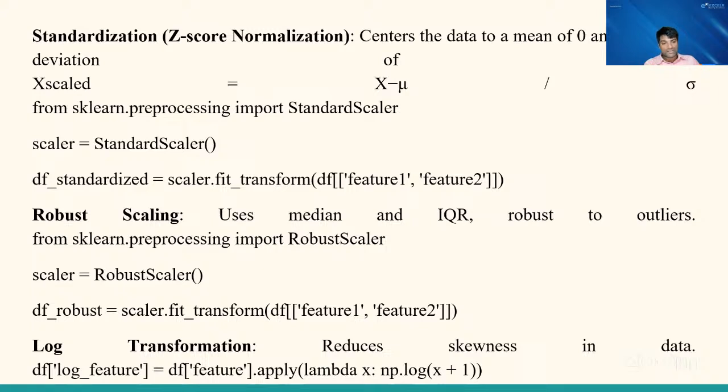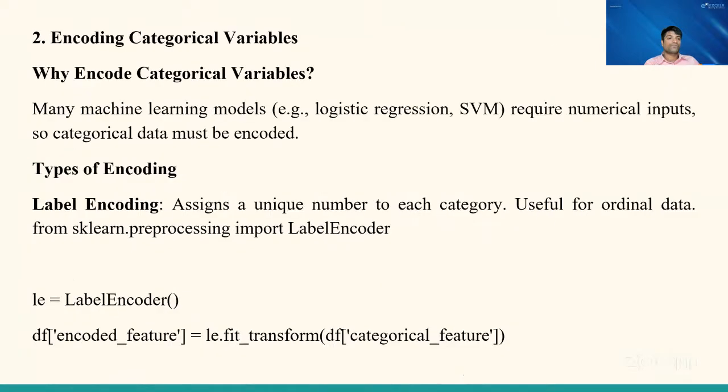Then comes robust scaling. Robust scaling basically uses the median and IQR techniques. You can remember it as using the percentile method to identify the outliers. Then we have the log transformations as well. Now let us go to the next part, which is encoding.